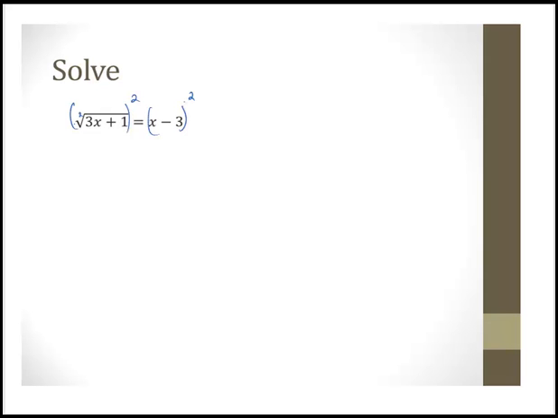Now the square root of 3x plus 1 squared is 3x plus 1. X minus 3 squared is x squared minus 6x plus 9. So now we have a quadratic equation. Let's put it in standard form by subtracting 3x and 1. I'd have 0 is equal to x squared minus 9x plus 8.